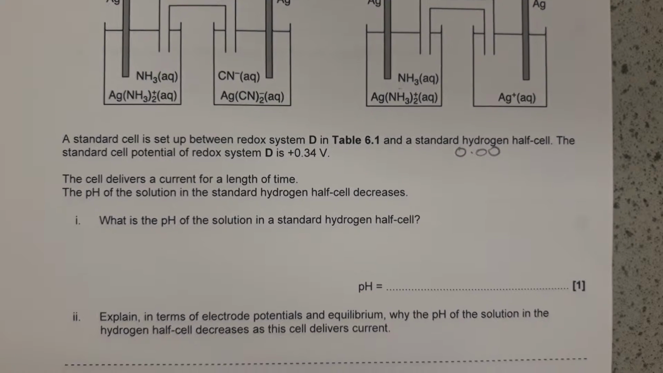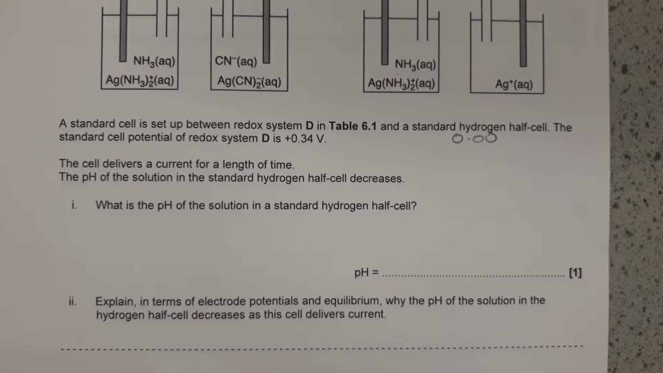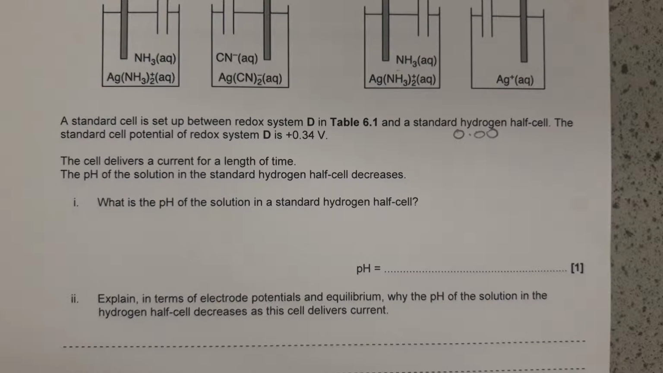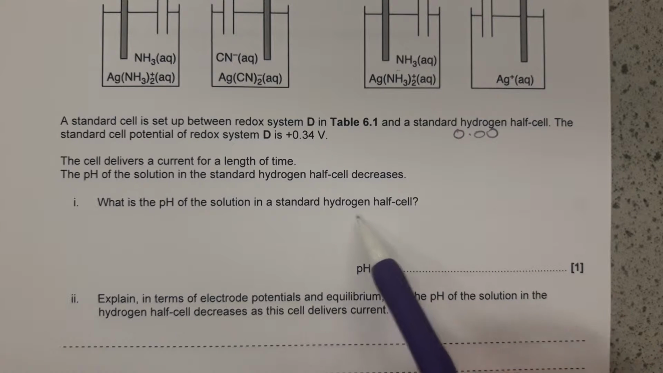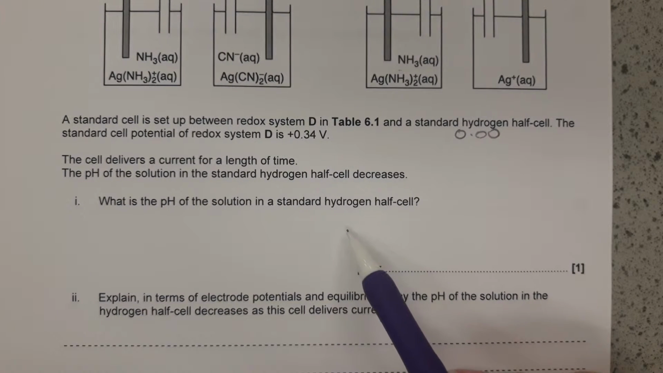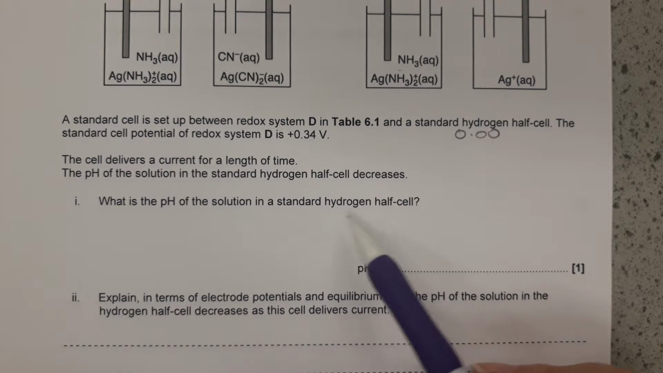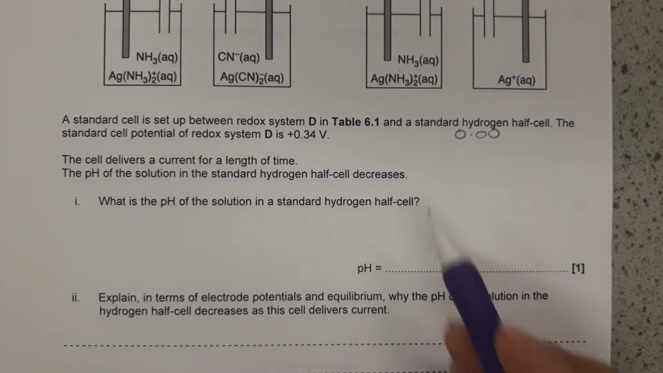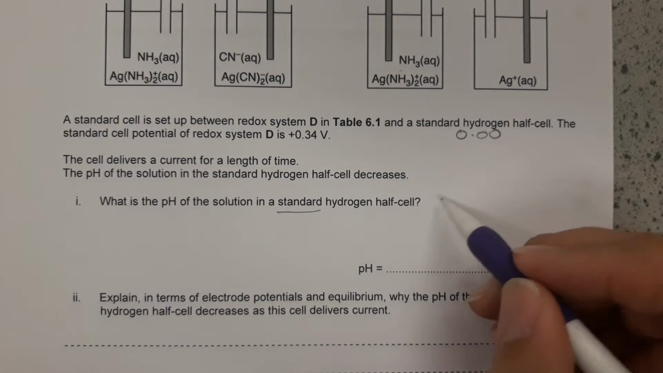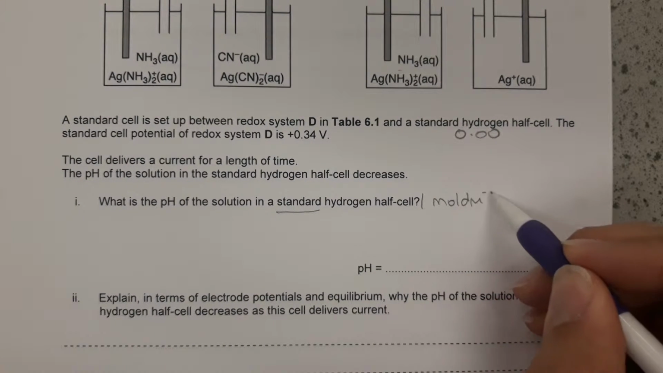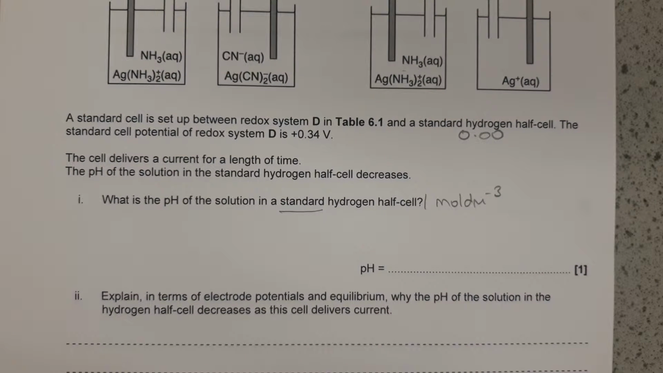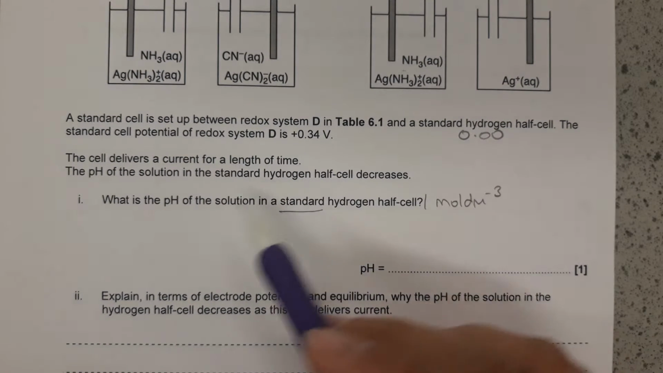Now, if you've studied pH in your chemistry course already, this question should be fairly obvious. If you haven't studied pH, then you could find this one a bit confusing. All right, what have we got? The standard hydrogen half cell, well, you will know that in the hydrogen half cell, you've got to have an acidic solution. So you know the pH of the solution has to be low. However, it's a standard hydrogen half cell, so the hydrogen ions will have a concentration of 1 mole per decimetre cubed. So the question is, well, what does that mean in terms of pH?